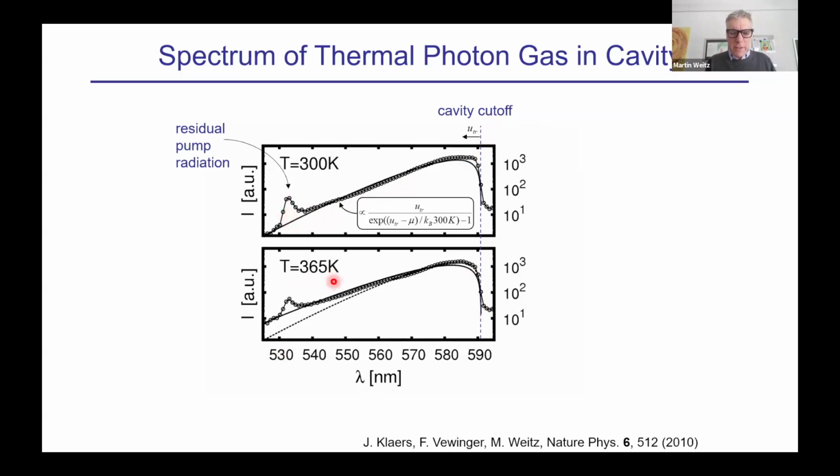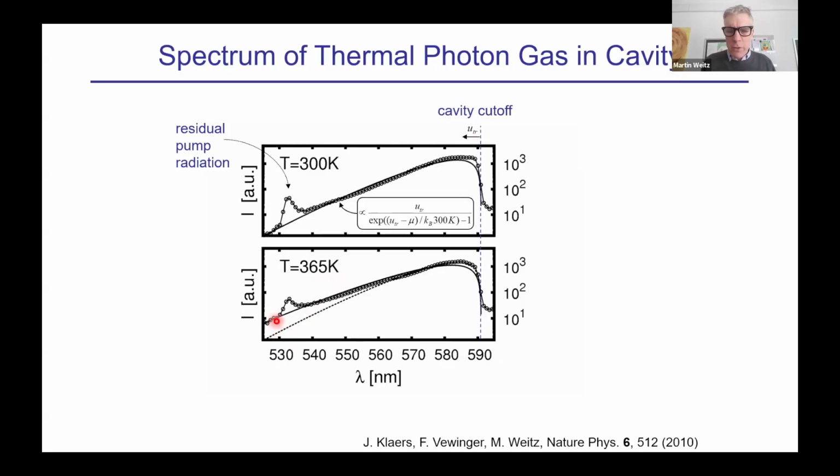If we increase the temperature of the apparatus to 365 kelvin, or about 90 degrees Celsius, the dashed line still is room temperature. And what you see is that the spectral intensity at the low wavelength, high energy side increases by about an order of magnitude.